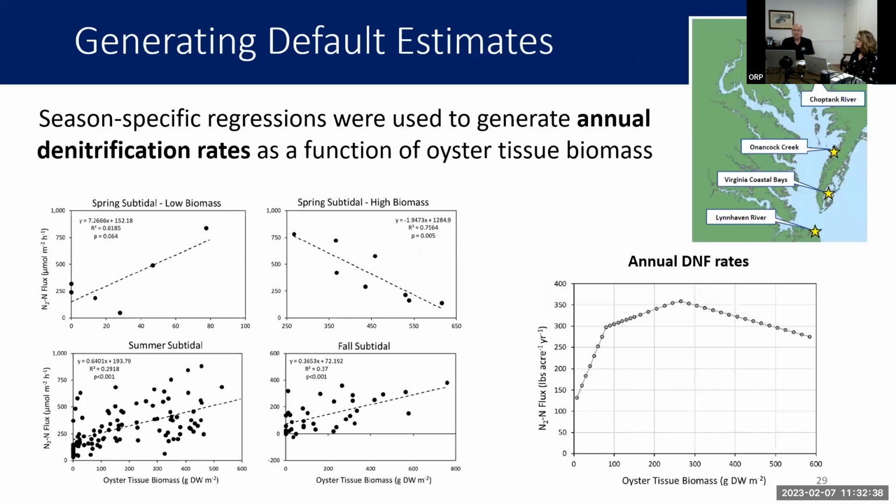And so we've looked at a lot of regressions. This is the work of mostly Lisa Kellogg. This is combining data from Virginia and Maryland and looking at spring, summer, and fall subtidal numbers, and coming up with regressions that are useful in terms of calculating the default rate over a range of biomasses.